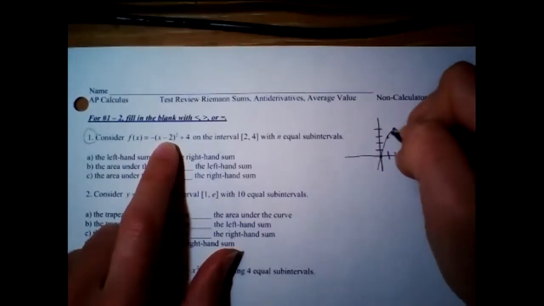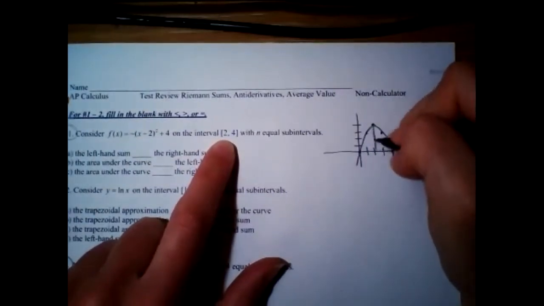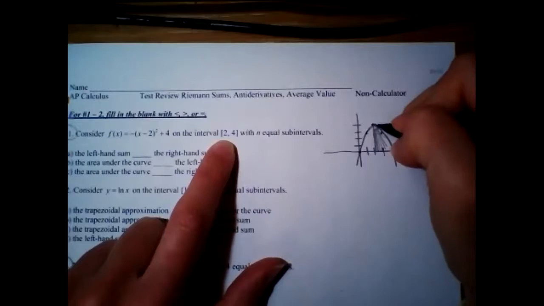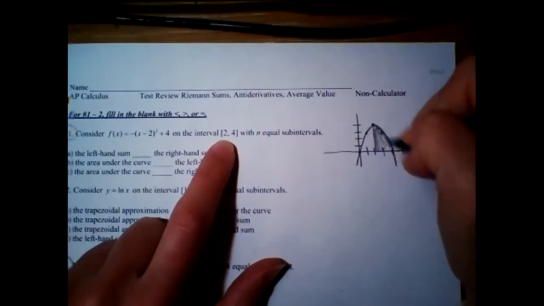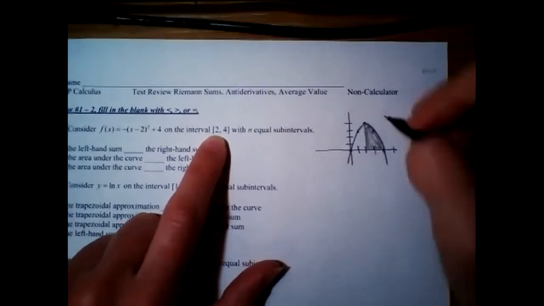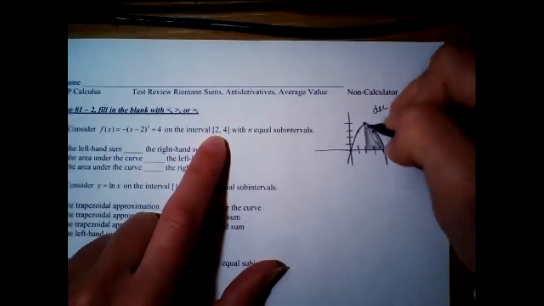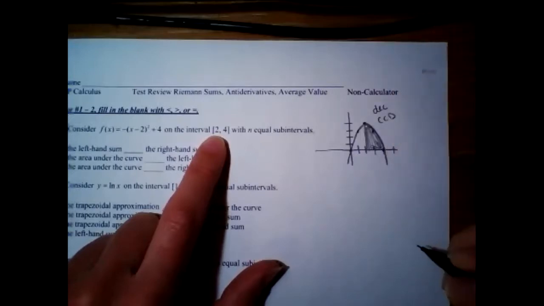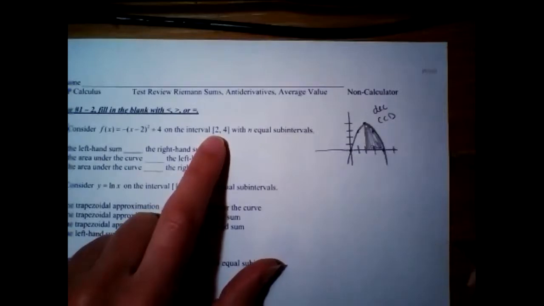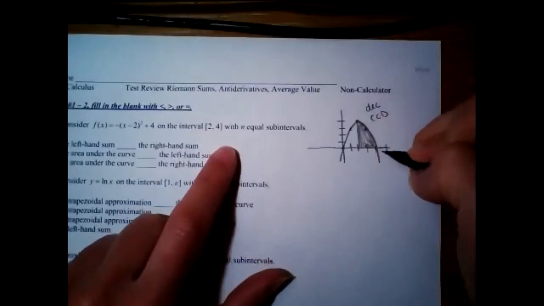And we're looking at this on the interval from 2 to 4. So we're only looking at this part of it. You have to ignore the rest of it and just look at the part that I've shaded in there. So that's the area that we're looking at. This part of the function is decreasing and it's concave down. So what I want to do is put all of the sums and the true area in order, smallest to biggest. Since this is decreasing, the right sum is going to be the lowest down.